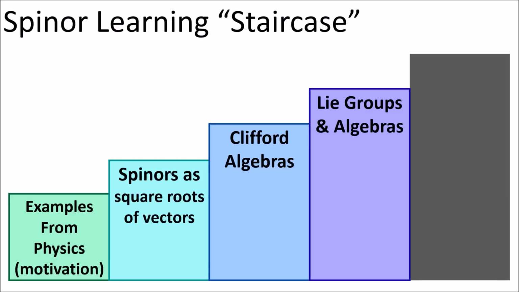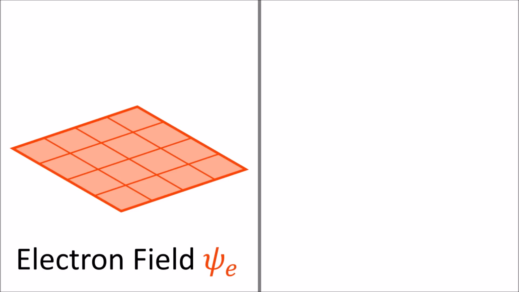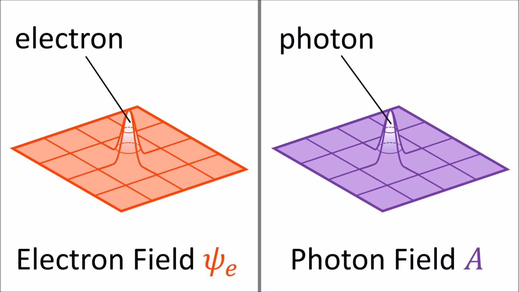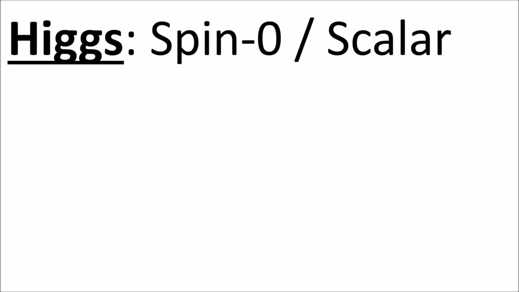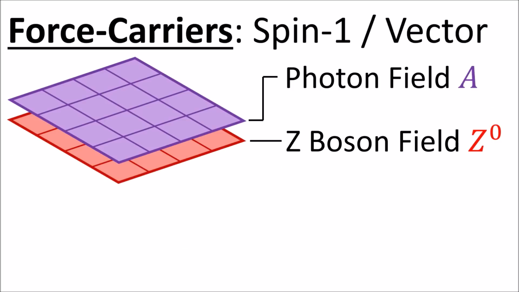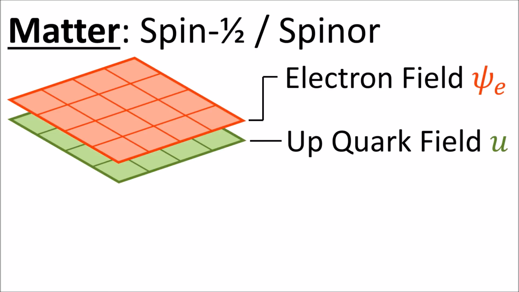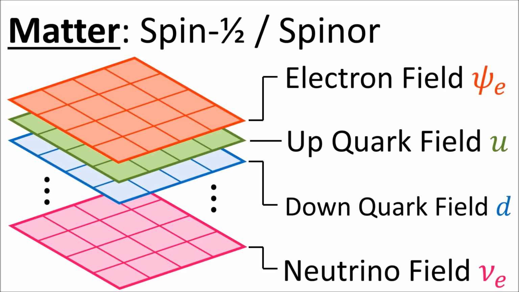At this point, we'll have most of the math required for understanding spinors, so we'll look at how they are used in particle physics. Modern particle physics treats particles as excitations in various fields. For example, an electron is an excitation in the electron field, and a photon is an excitation in the photon field. The spin-0 Higgs field is a scalar field. The spin-1 force-carrying particles are each vector fields, and the various spin-1/2 matter particles each have spinor fields.